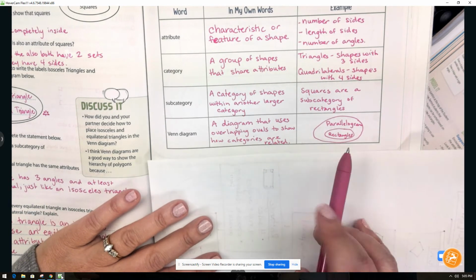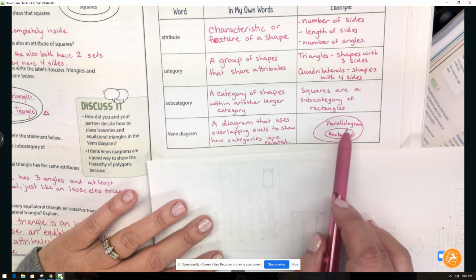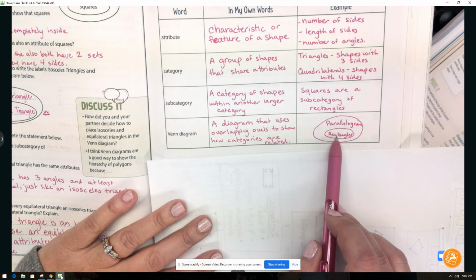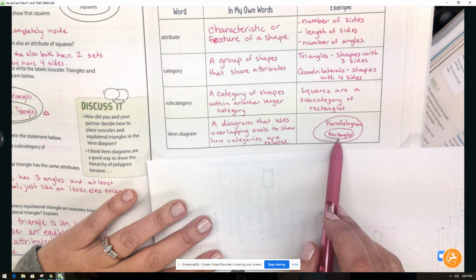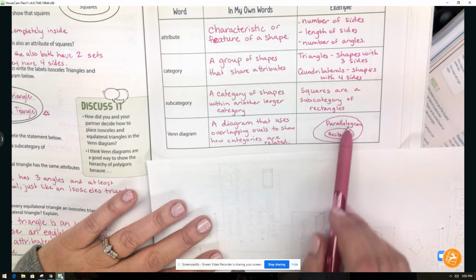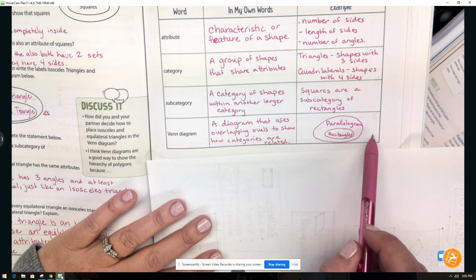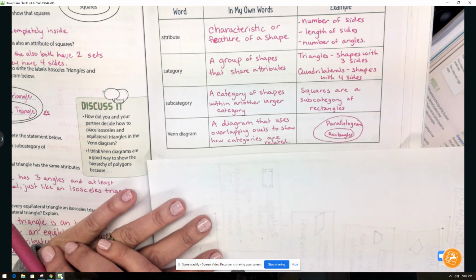Now, we know that in a parallelogram the opposite sides are equal length. So we know that rectangles also have 2 sets of parallel sides, and also have 4 sides, and also have opposite sides of equal length. However, rectangles also have 4 right angles, and not all parallelograms have right angles. So that's why rectangles are a subcategory of parallelograms.